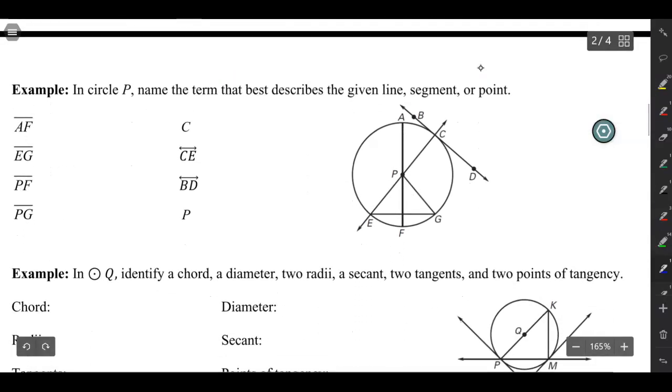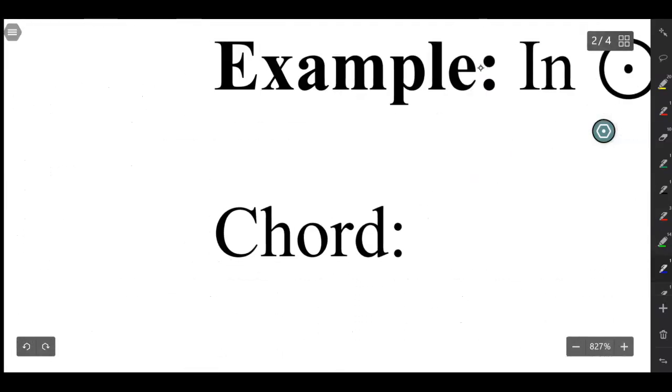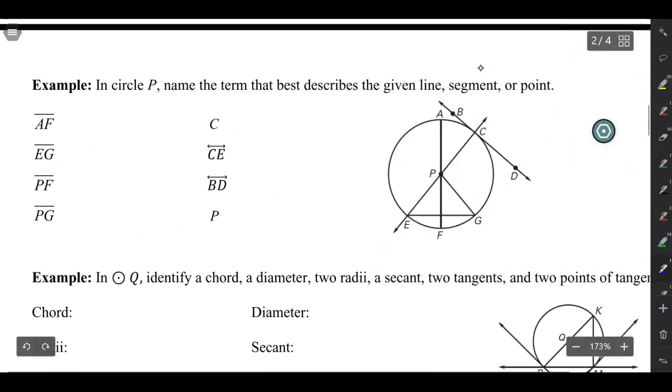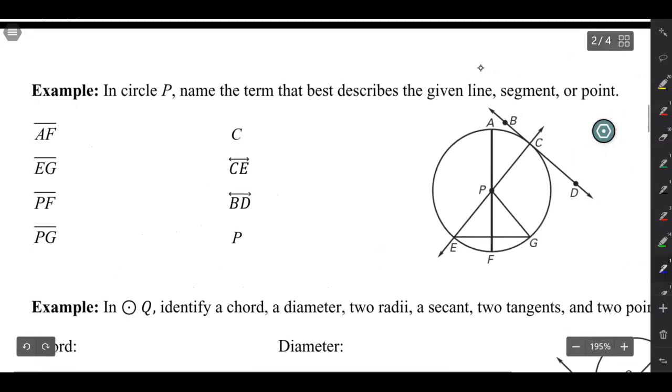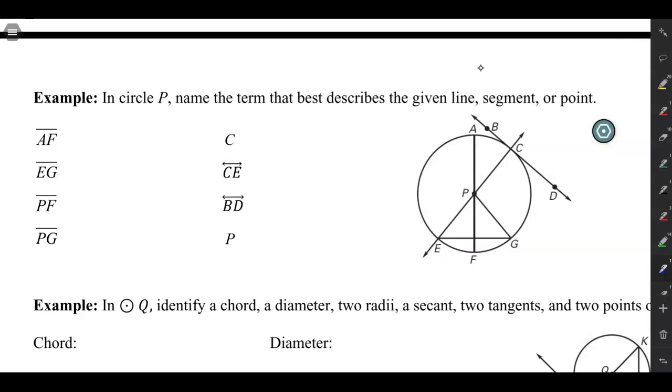So let's do some practice naming some of these things in a circle. So here we're going to look at circle P. This is an important thing to know, that we name our circles based on their centers. So we're going to look at circle P, and we are going to name all of these different segments, lines, and points based on this circle.